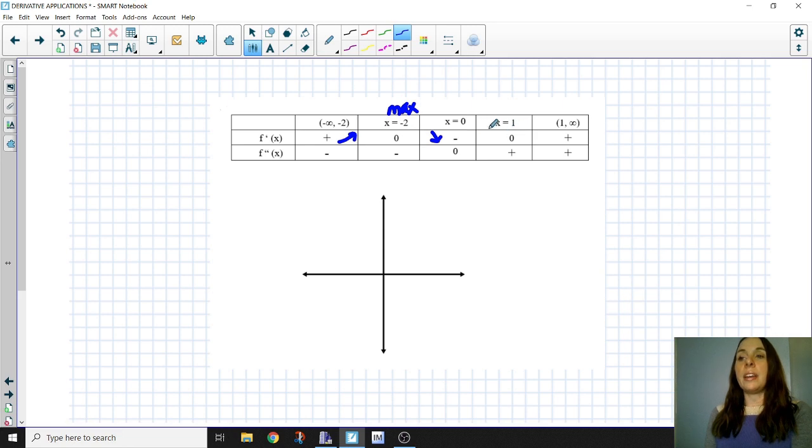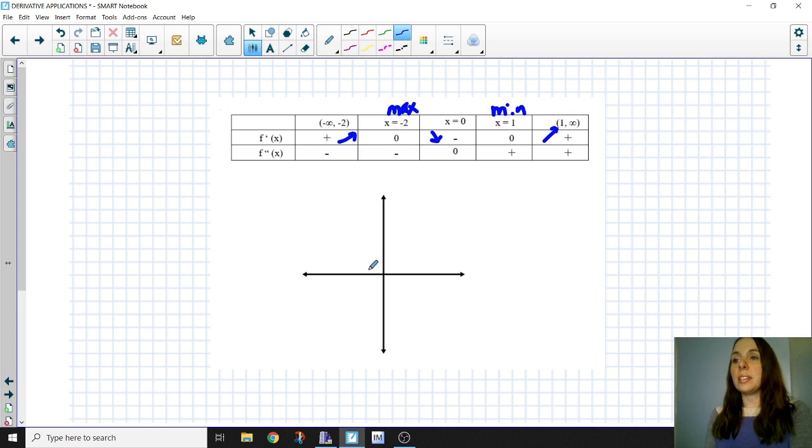On the other side, here we have the derivative being negative to the left of this critical point and positive to the right. So our function is decreasing, negative slope, decreasing on the left, then increasing on the right. That means that this critical point is a minimum.